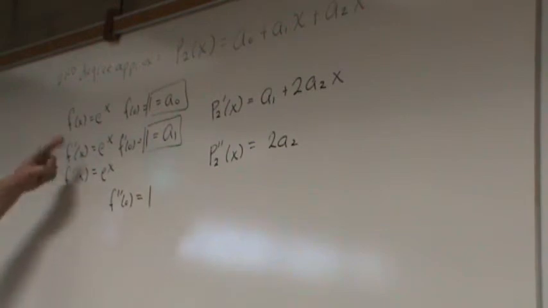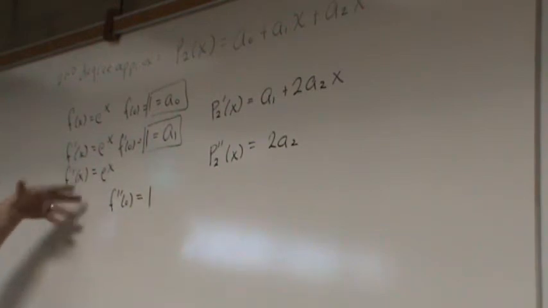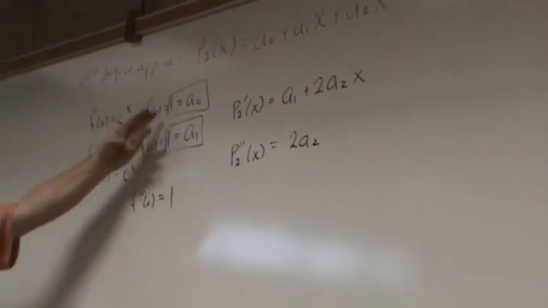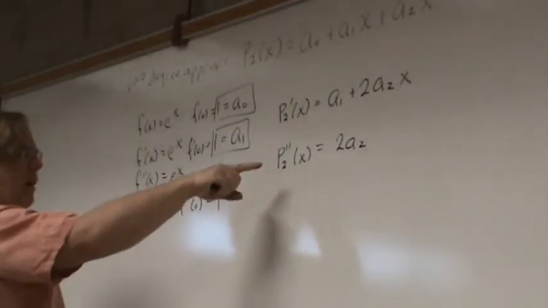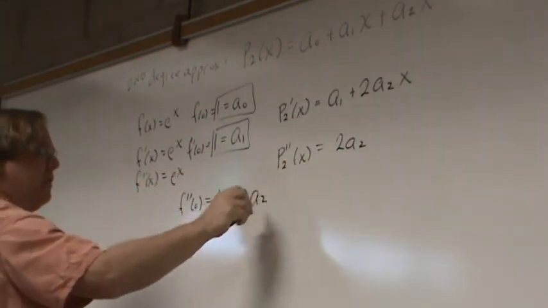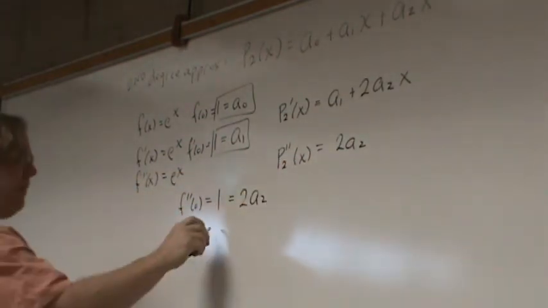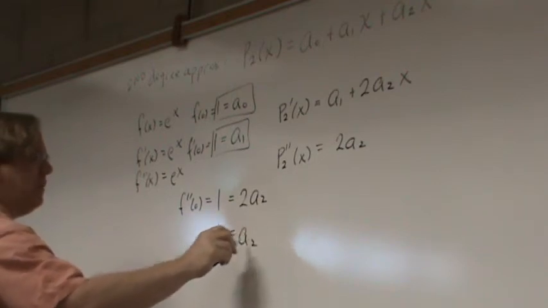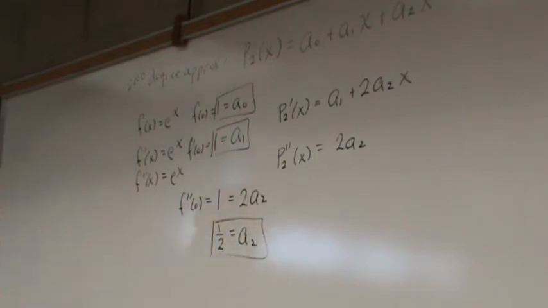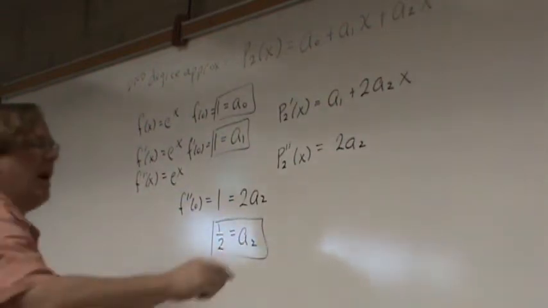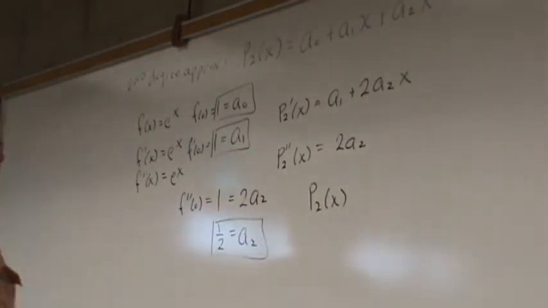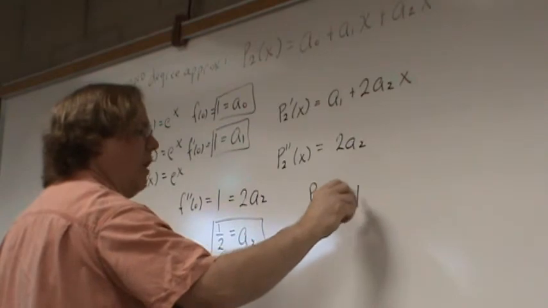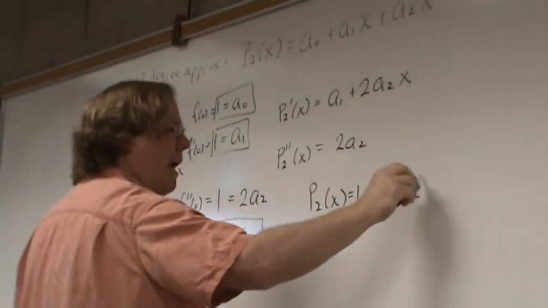By the way, do you see why I chose e to the x as my first function? Yeah. Because getting all these derivatives is so easy, and the functional value and all the derivatives are all 1, so it just makes it easy. Okay? And when I stick 0 in here, I get 2a2, which means I get 1/2 equaling a2. So now I have my second order approximation, or second degree approximation, and that's going to be 1 plus x plus 1/2 x squared.